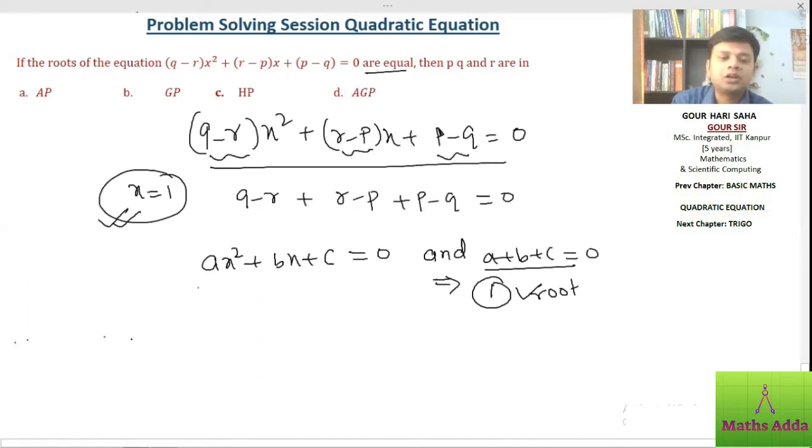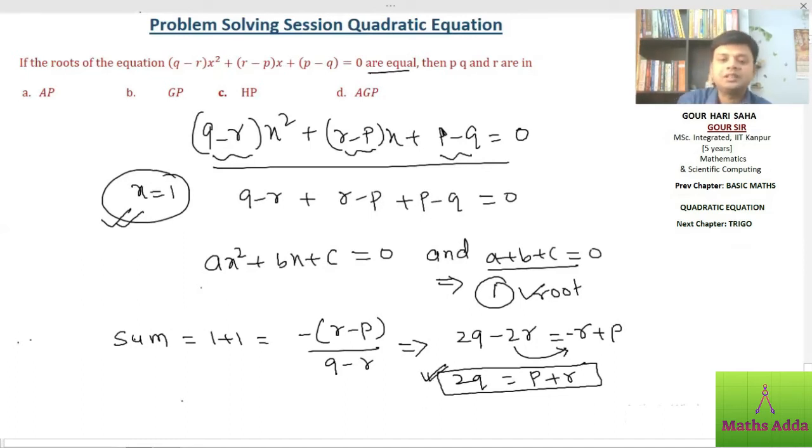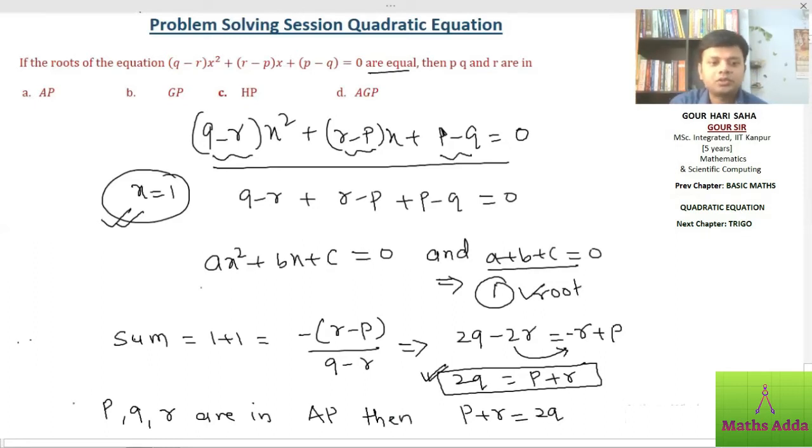So if both the roots are 1, what is the sum of roots? The sum will be 2, that is 1 plus 1, and it is equal to minus b by a. So it is minus of r minus p by q minus r, simplify it. So 2q minus 2r is equal to r minus r plus p. Okay. So bring this r this side, 2q is equal to p plus r. This is the property of AP. What is AP? If P, Q, R are in AP, then P plus R is equal to 2Q. You are not supposed to think about this too much. When this chapter comes, you will see it's extremely easy, right?